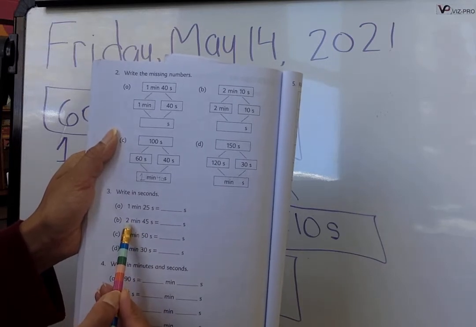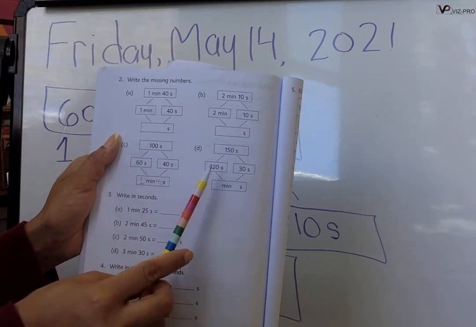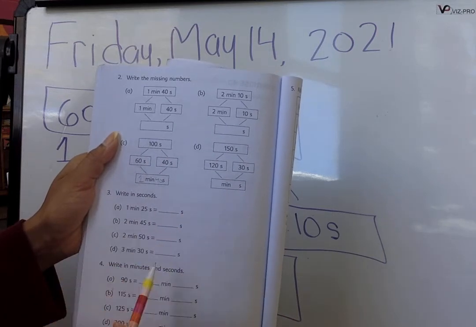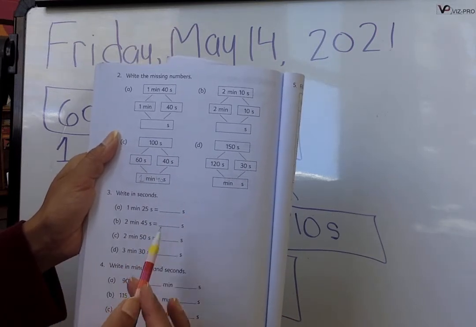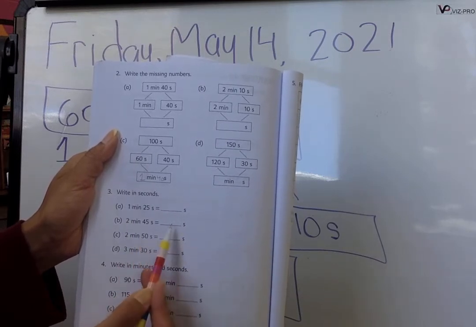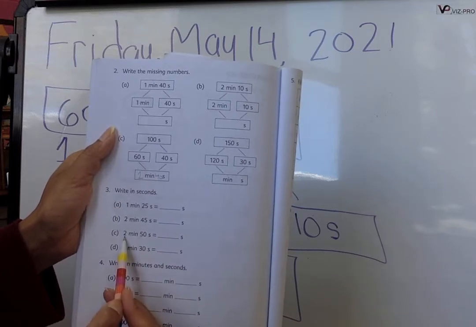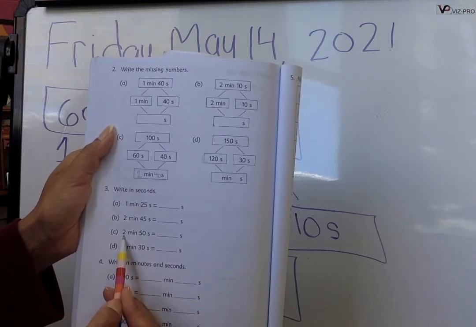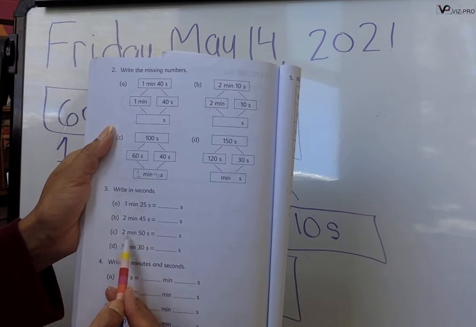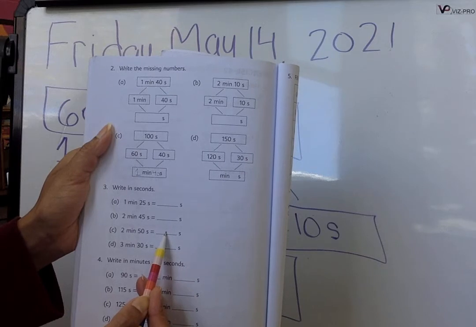Then you have 2 minutes and 45 seconds. So 2 minutes equals 120 seconds. 120 seconds, so 120 plus 45. So that will be your seconds over here. Again, 2 minutes equal 120 seconds. So 120 plus 50. How many seconds do you get?